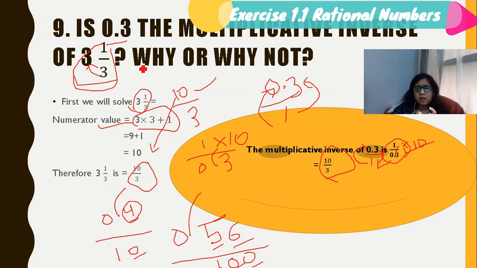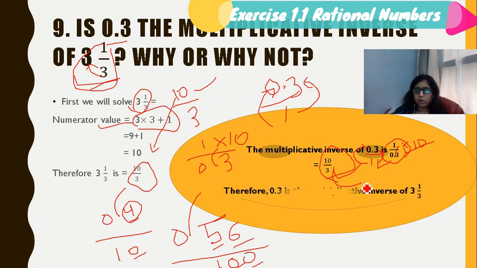In the question they are asking whether 0.3 is the multiplicative inverse of this number. What is this number? I have just solved it, that is 10 upon 3. So the multiplicative inverse of 0.3 is also 10 upon 3. So we can say that yes, it is the multiplicative inverse.